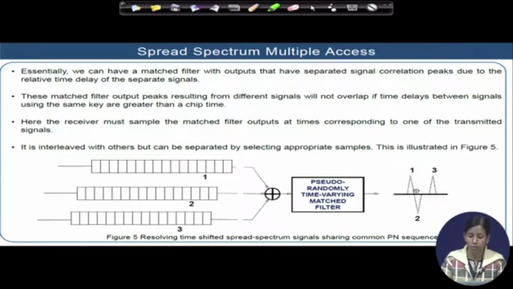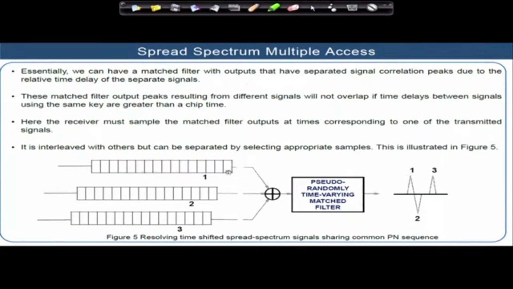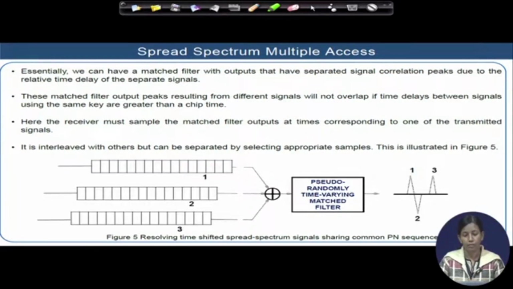So if I understand that this is the peak of correlated output 1, I can regularly follow the peak corresponding to 1 to capture the signal from a definite user. Similarly, to get the signal from user 2, I should always follow the peaks corresponding to 2 at a regular interval, and the same for 3. So if two signals are delayed from each other by more than a chip duration, they can be treated as separate signals, and there is basically no interference from one signal to the next.